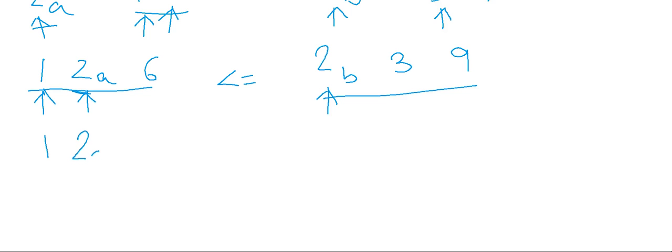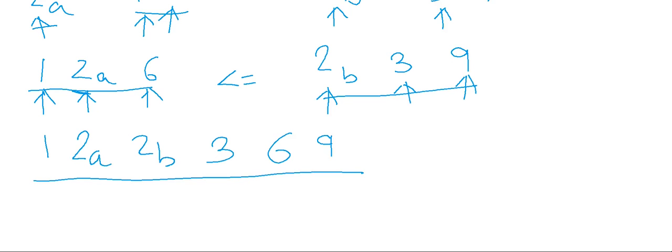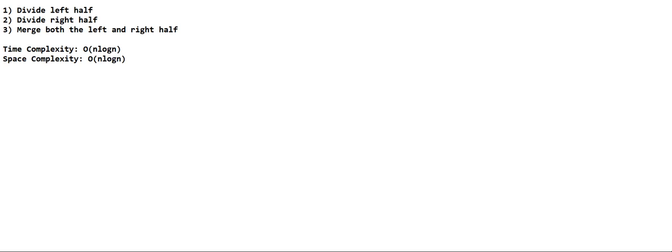So you add 2a and you increment this, and now you compare 6 and 2b. So of course you add 2b and you increment this, and you compare 6 and 3, so you'll add 3, and then you compare 6 and 9, so you'll add 6 and 9. And now the list is sorted, and look at the order of the duplicates. So 2a was before 2b, and that's how you got it. So you get 2a before 2b when the list is sorted.